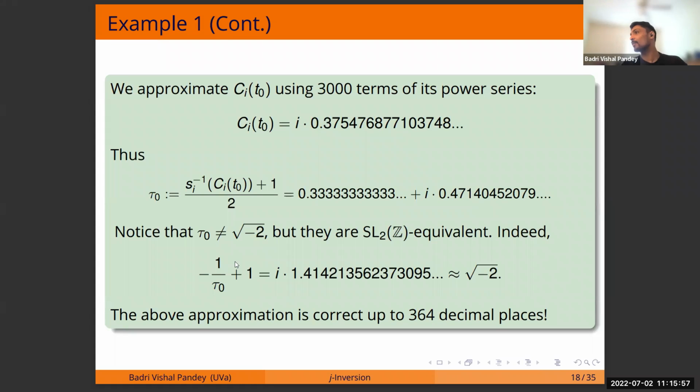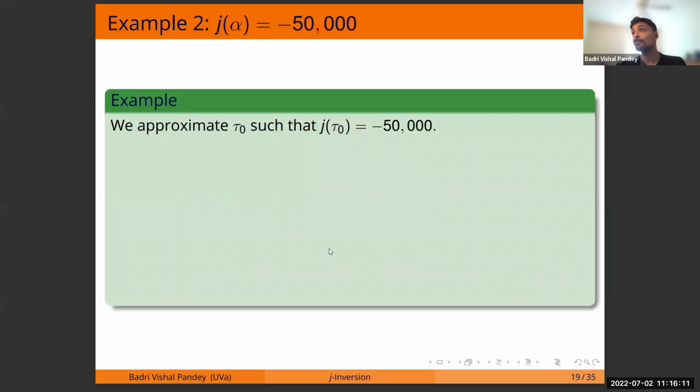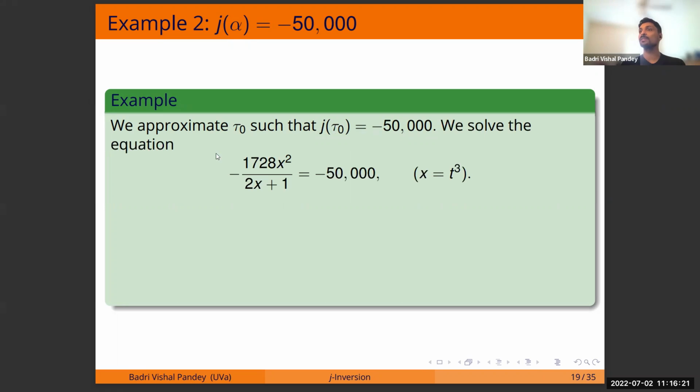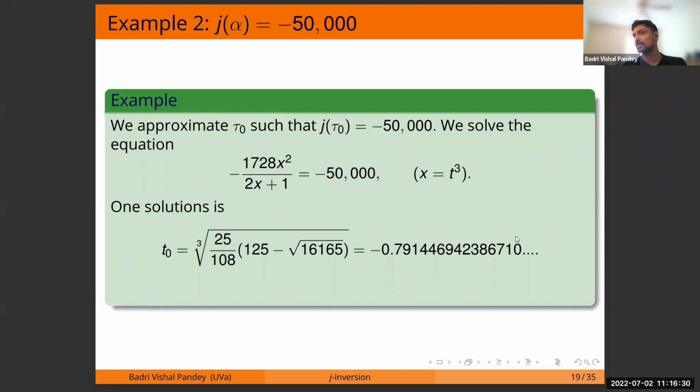As I told you before, our formulas are far from being the closed formulas that we want. That would be the ideal goal. But we can just approximate these functions, like the inverse for j. The second one, we'll try to find tau naught such that j of tau naught is equal to -50,000. So we use the second formula. We evaluate this equal to -50,000, where x is equal to the cube. And you solve this, and you will find that one of the solutions is equal to this.